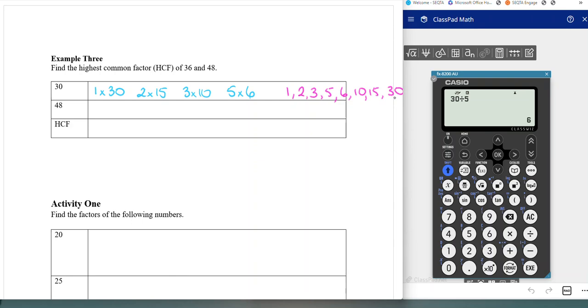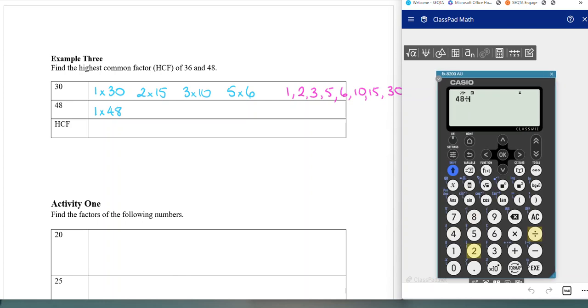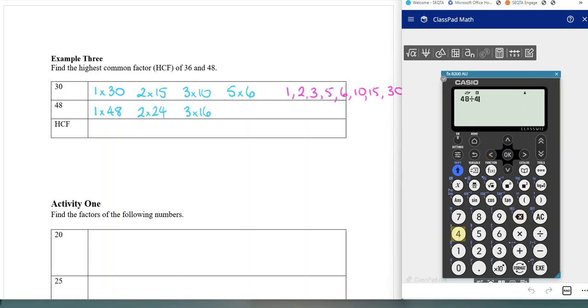All right, let's do 48. We are going to start with 1 times 48. Does it divide by 2? Yes, it does. It is 2 times 24. Now we want to check 3, so we're going to divide it by 3 and get 16. 3 times 16. Not too many people know there's 16 times tables, so it's good to have a calculator. Then we're going to delete that and see if it works for 4. 4 times 12.